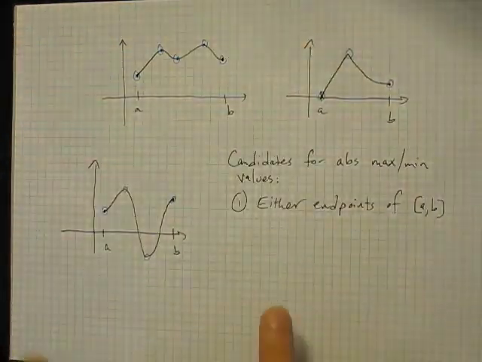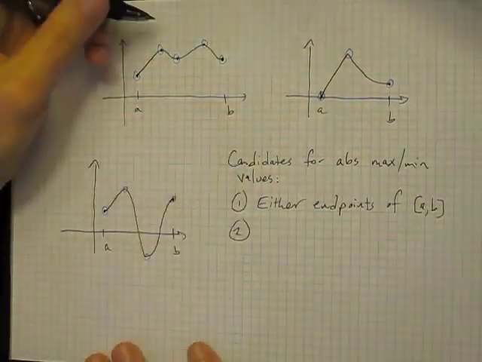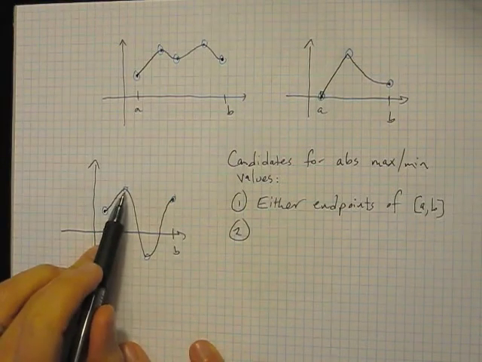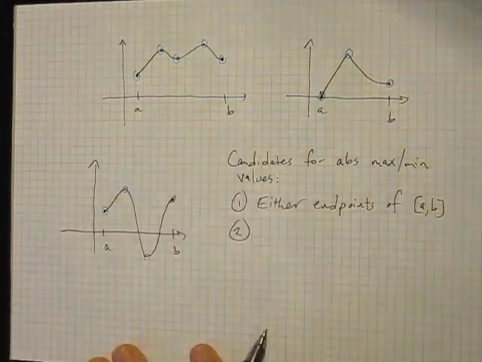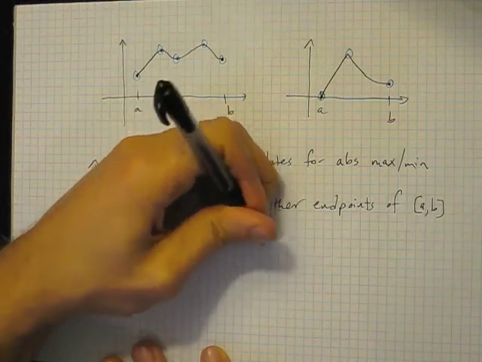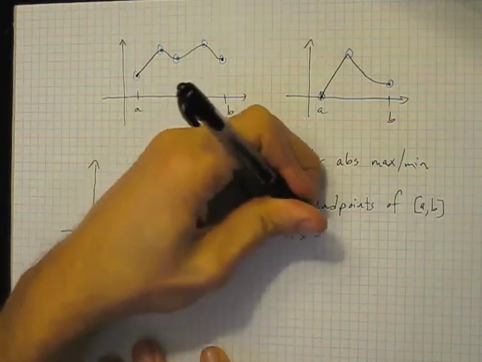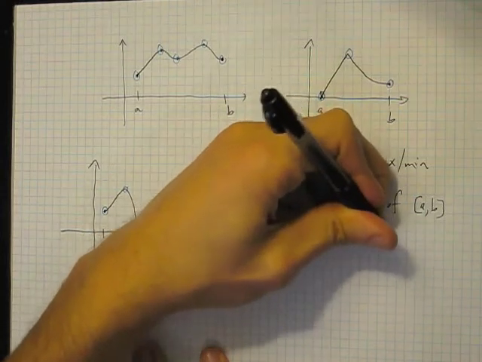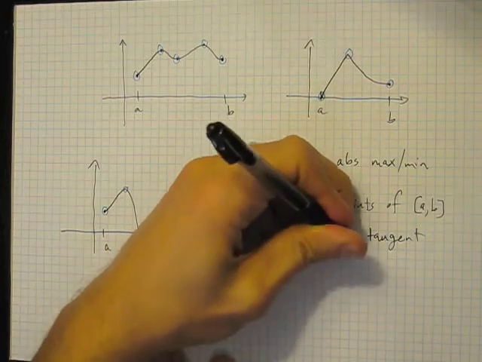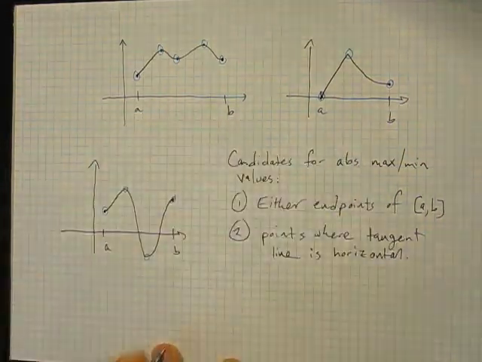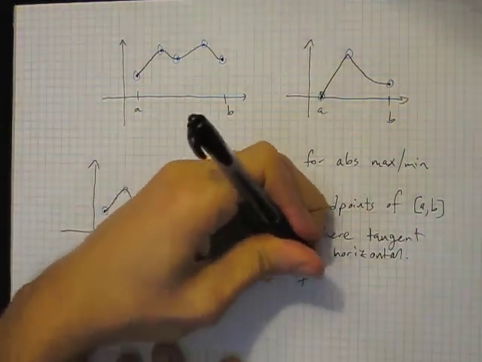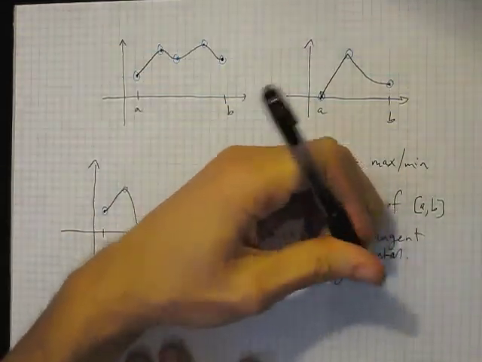So either endpoints of the interval from a to b, or what do we see? We see these points right here. This one looks like the highest point for this graph. This one looks like the highest point for this graph. And this looks like the highest point for this graph. So these are places where there's a horizontal tangent line. And what do we know about horizontal tangent lines? That means that the derivative is equal to 0 at those points.